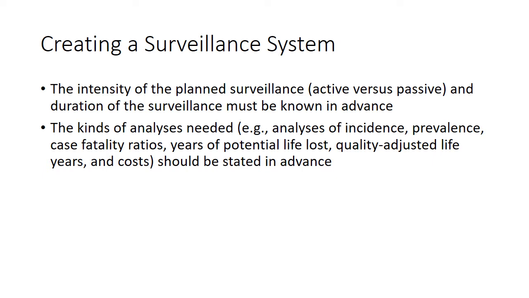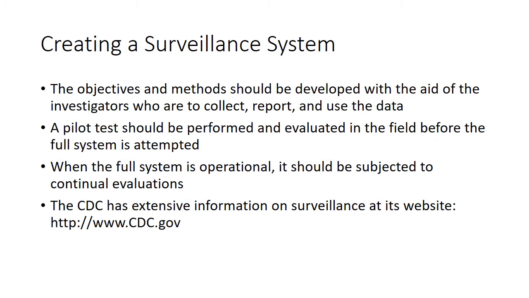Then after that, you have to consider what kind of analyses you're going to be doing. So looking at analyses of incidence, prevalence, if you're going to be looking at things like case fatality ratios, cost, all these different things need to really be stated in advance. So you have a plan when you get this information, when you get new cases that are being caught. What are you going to do with that info?